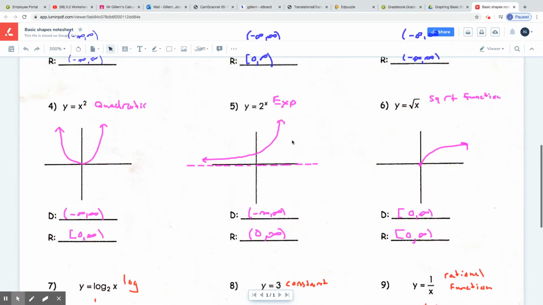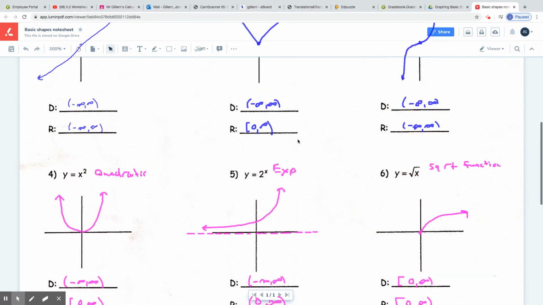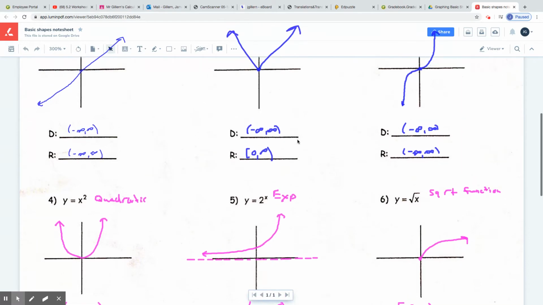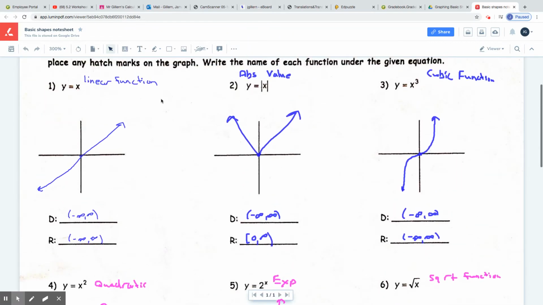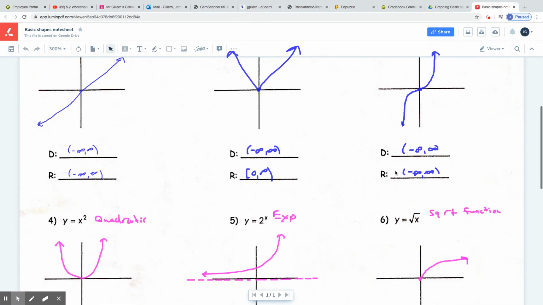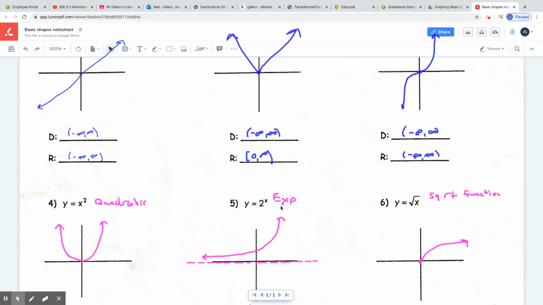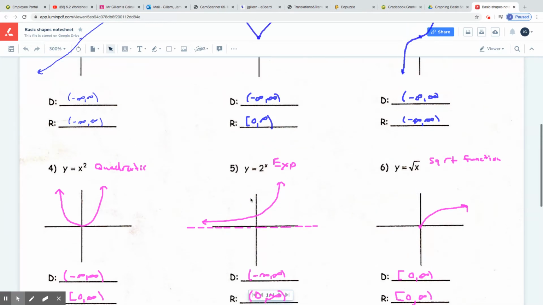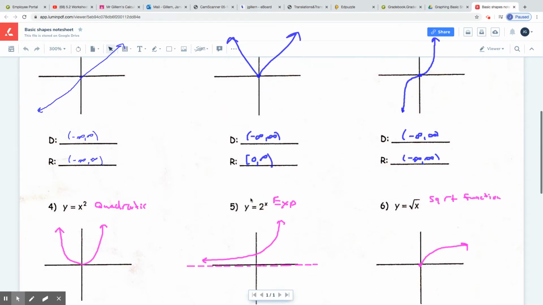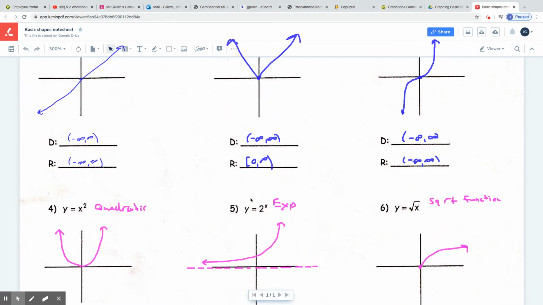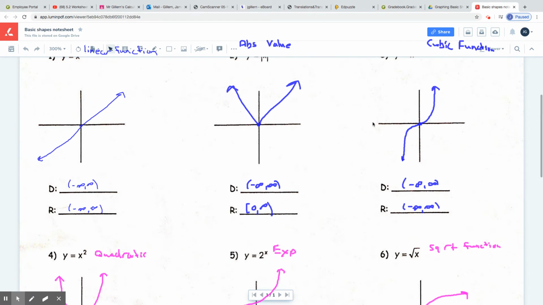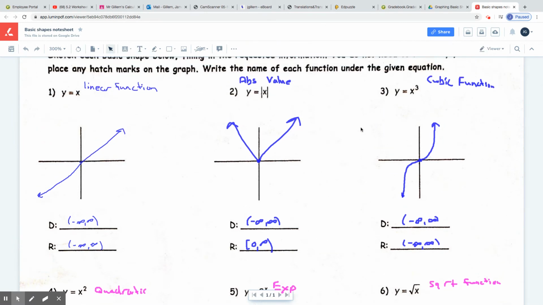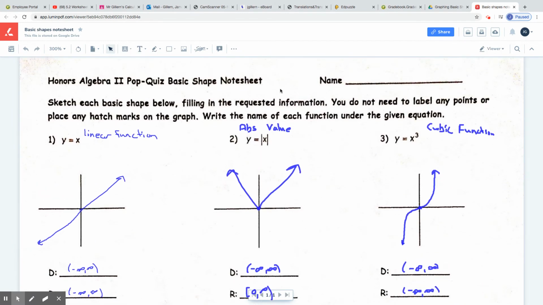So your assignment is just to memorize these. You need to be able to look at it and know what it is. We will then work on the transformations, which are going to be very similar, all the same slides and flips, like I said before, that we did with exponentials and logs. We are going to do them with all of these. So make sure you have these studied. Like I said, if we were normally in school, I'd be giving you a pop quiz tomorrow on all of these, and it would be a blank copy of this worksheet, and you'd be doing it. Hence why it says pop quiz basic shape note sheet.